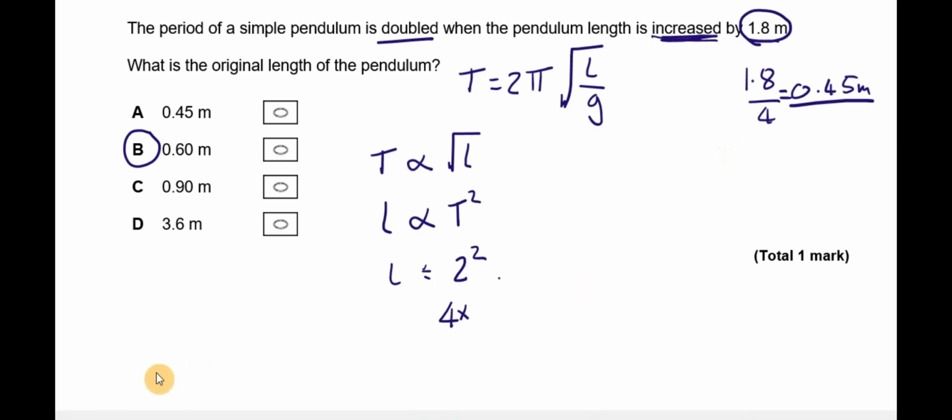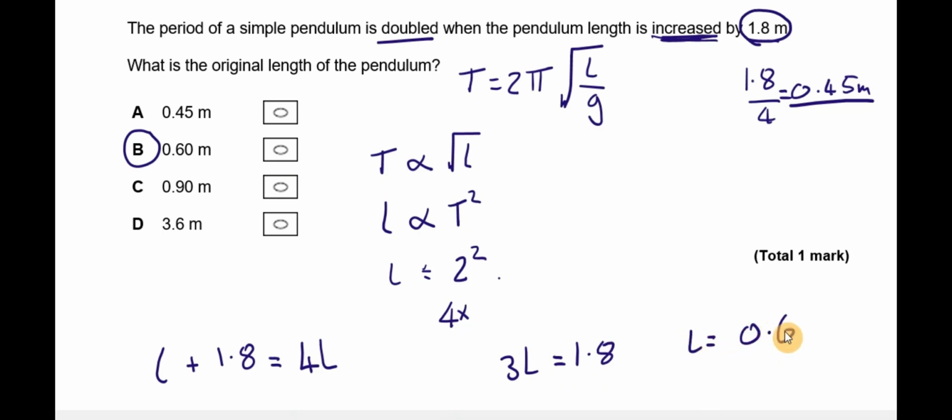So what I want to do is find an original length that when I increase it by 1.8 meters, it's going to be 4 times that original length. So I can rearrange that equation and I can see that 3 times the original length must equal 1.8 meters, or the original length must be 0.6 meters. Answer B.